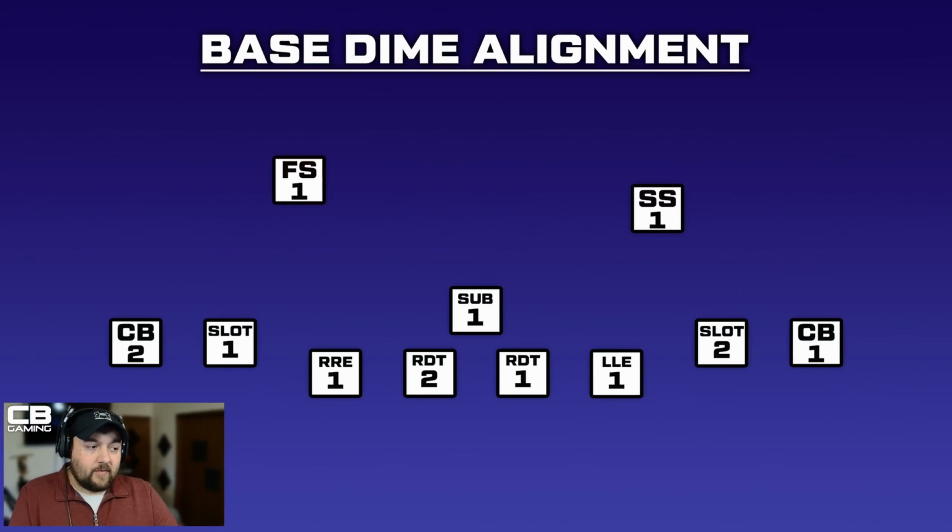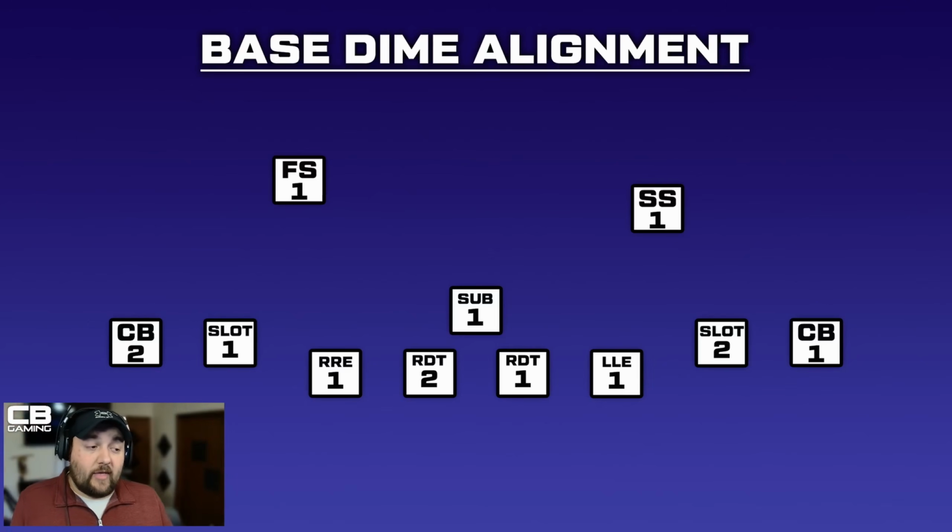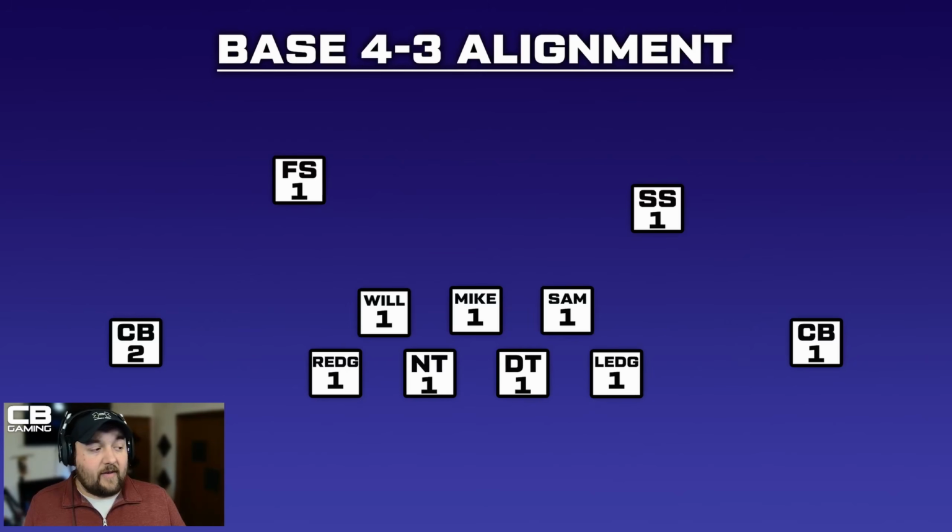And dime is pretty much the same, except now you'll see that slot 2 is in here instead of another linebacker, and you just have sub 1 for the linebacker. But everything on the defensive line stays the same. Everything in the back end of the secondary stays the same. And so that is how you'll want to make sure your stuff is lined up. So if you are looking to have your nose tackle and defensive tackle be certain players, you have to make sure that they're listed in those specific categories on your depth chart to make sure that they're on the field for you.